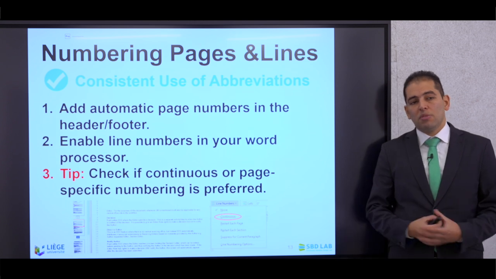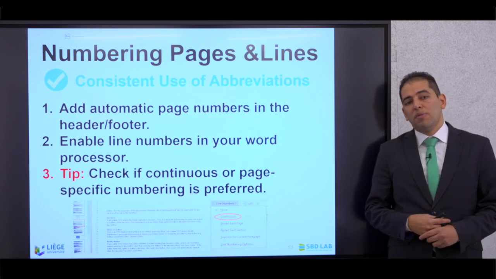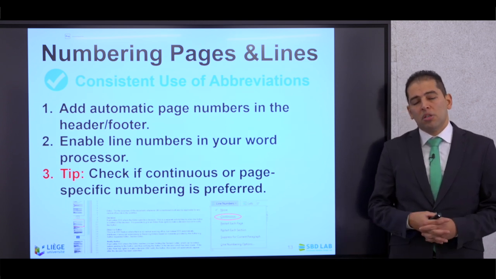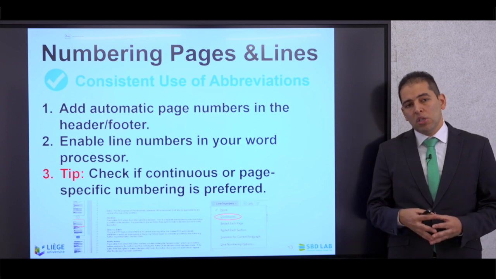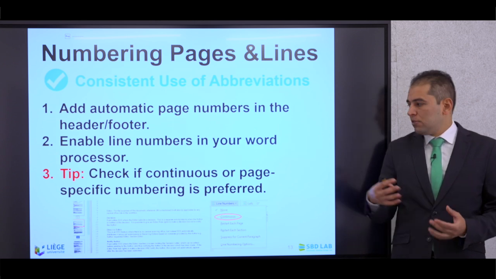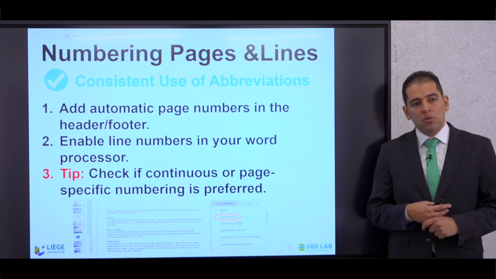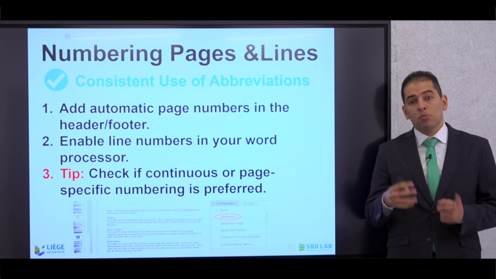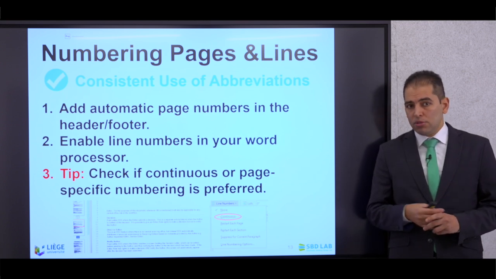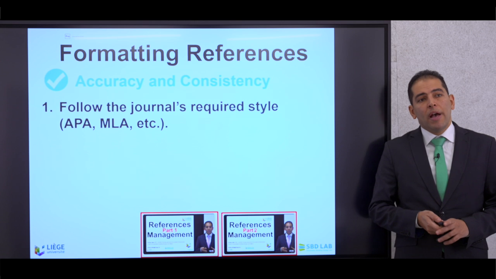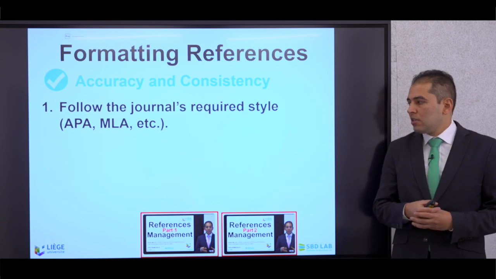Sometimes some author guidelines prefer to have specific or non-continuous line numbering, but I advise to use continuous line numbering, and to not forget to have page numbering too. So this is very important. And then now you can talk about accuracy and consistency.